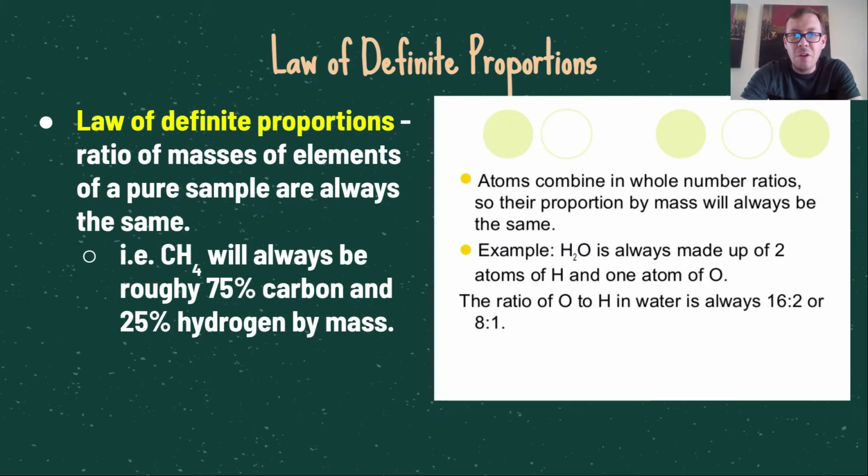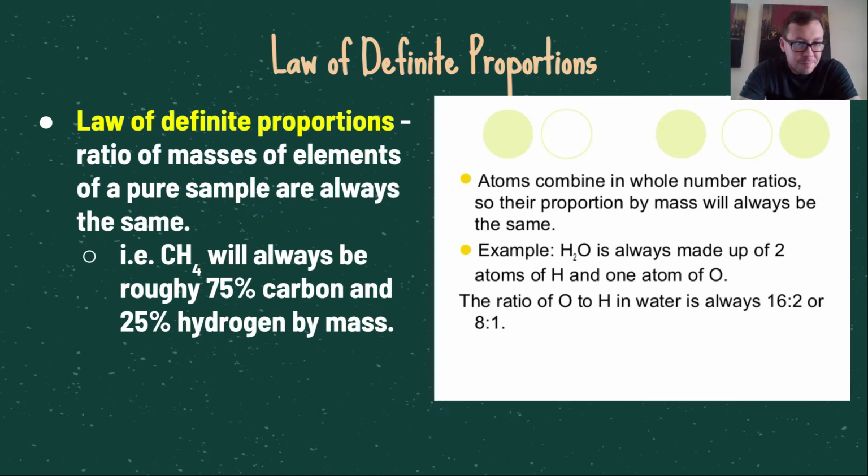Let's talk a little bit about the law of definite proportions because that tells us a lot of information about how atoms bond and how we can go through and determine percentages of compounds. The law of definite proportions simply states that the ratio of the masses of elements of a pure sample are always going to be the same.